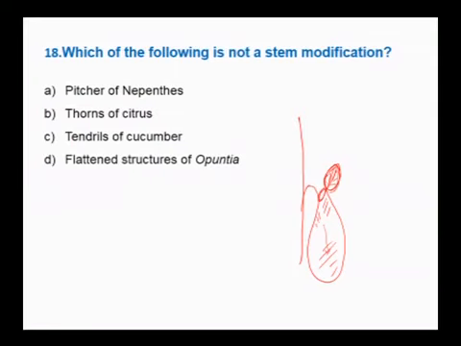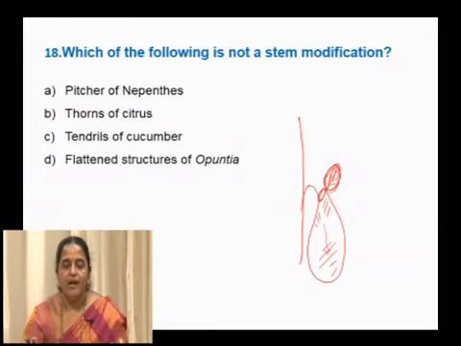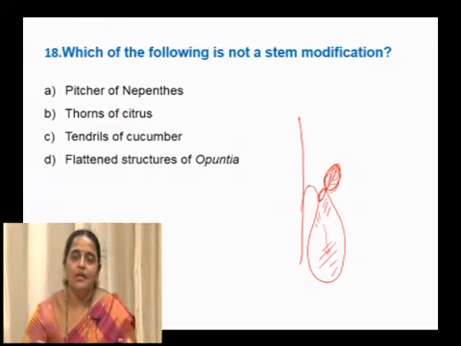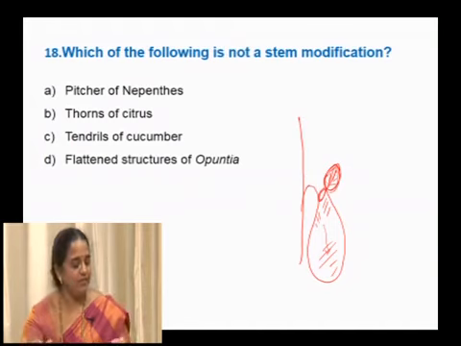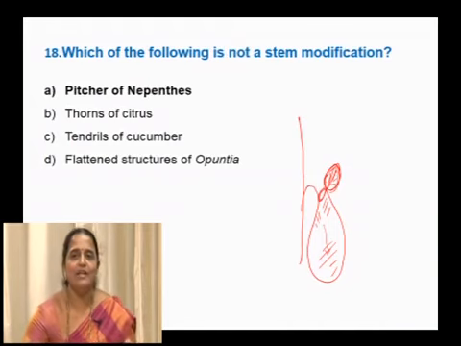Other than Nepenthes, there is a bladderwort. It is mostly found in the Western Ghat area, and there is another plant called the sundew plant. In all three plants, the leaves are modified to trap insects to derive nitrogenous compounds. Let us move to the next slide.